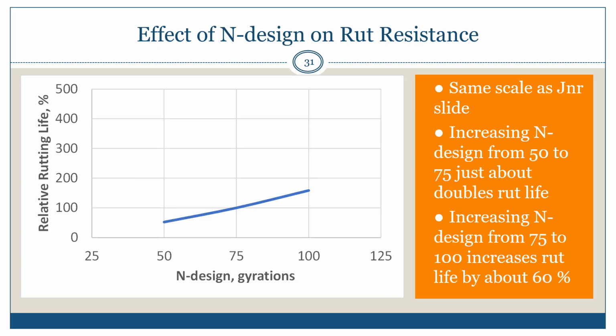You can also increase rut resistance by increasing N design, but of course you often don't have that option. You're given an N design value and you can't change it. But if you can, for instance, increase N design from 50 to 75, it's going to about double your rut life. If you go from 75 to 100, the effect isn't as strong, but it's still there. You'll increase your rutting life by about 60%.